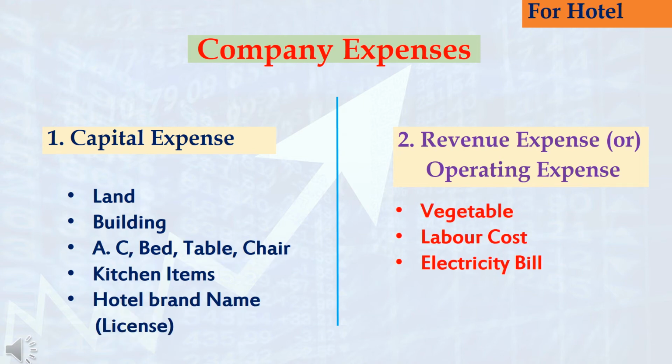Next, for running my business, daily I have to purchase vegetables, and other than that, monthly salary for the workers, electricity bill, water bill, all these expenses will come under revenue expense. Because the electricity bill is not a one-time settlement. Every month I have to pay the electricity bill. Similarly, daily I have to buy fresh vegetables. Like this, all the items that do not support my business for a long period will come under revenue expense.